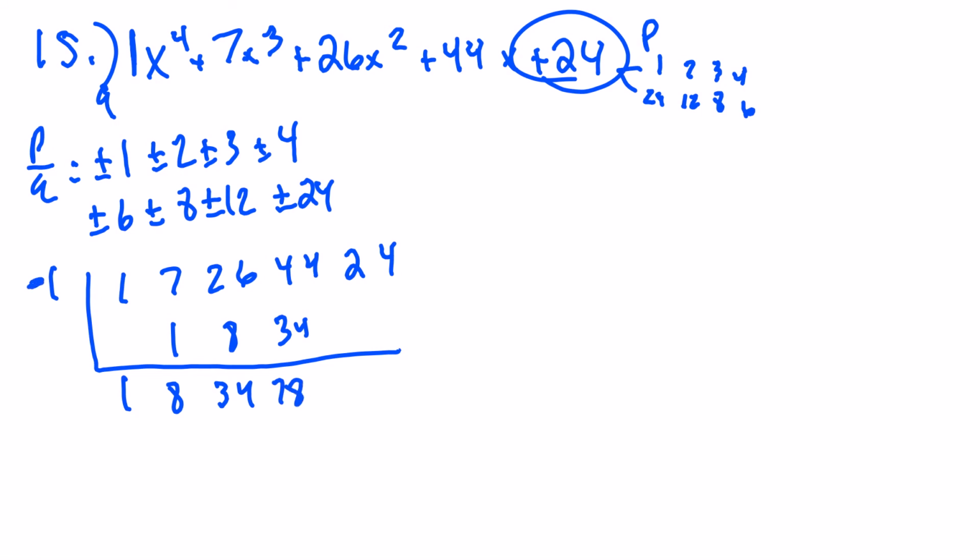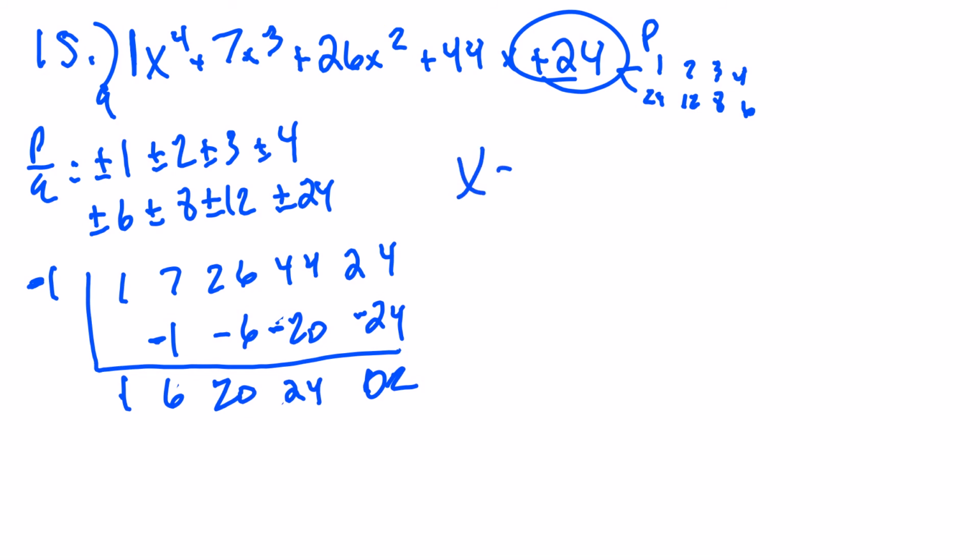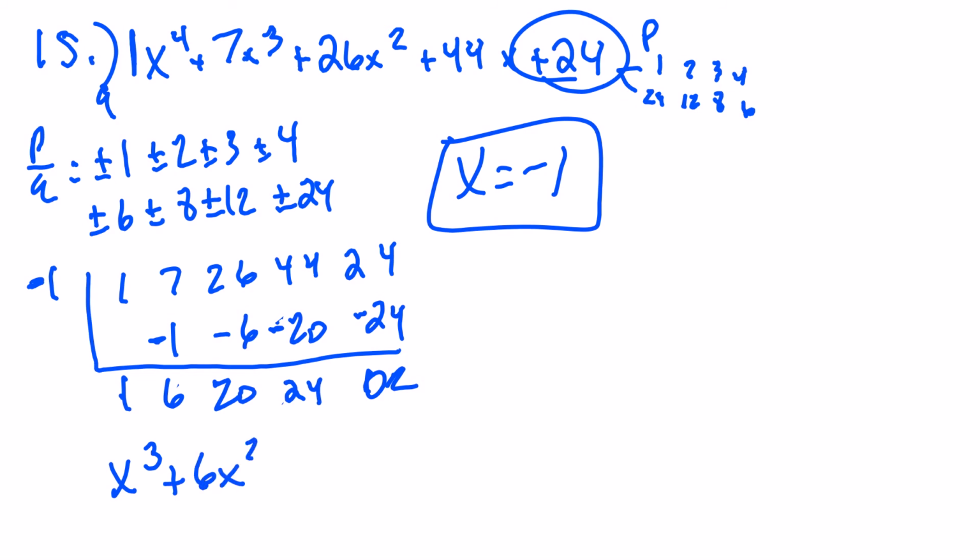So now I'm going to try negative 1. 1 times negative 1 is negative 1. Negative 6 gives me positive 20. Gives me negative 20. Gives me 24. Gives me negative 24. No remainder. So x is equal to negative 1 is one answer. Leaves me with x cubed plus 6x squared plus 20x plus 24.